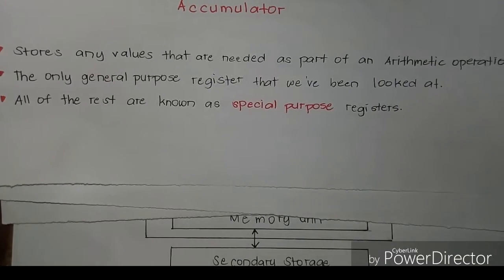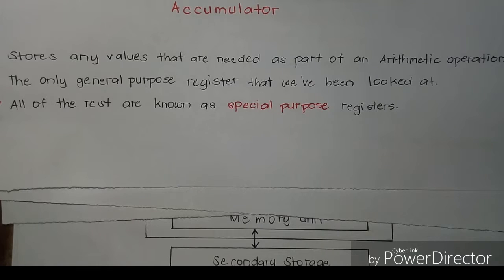And the last is the accumulator. It stores any values that are needed as part of an arithmetic operation. It is the only general purpose register that we've looked at. All of the rest are special registers.